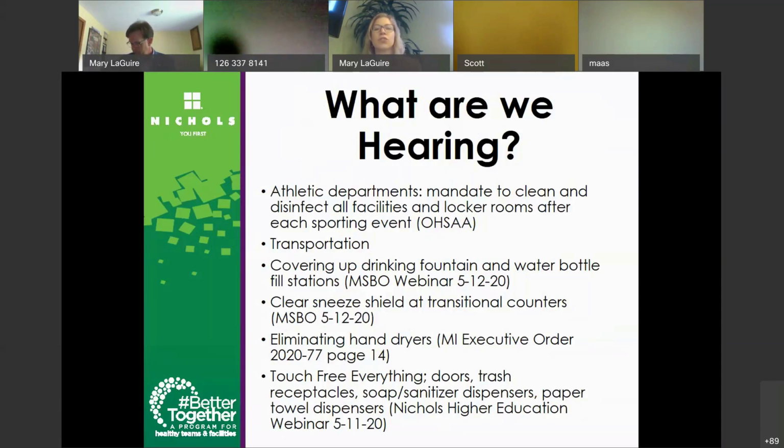And then touch-free everything is a trend that we're hearing, and looking at reducing the amount of FTOs, those frequently touched objects in your facilities. Doors: can you put a little kickstand on it to help open or close the door? Trash receptacles: does your trash can require you to push on a door to throw something away, or do you have a drop-in trash container? Soap and sanitizer dispensers, are they touch-free? Paper towel dispensers, so just eliminating all of those touch points.